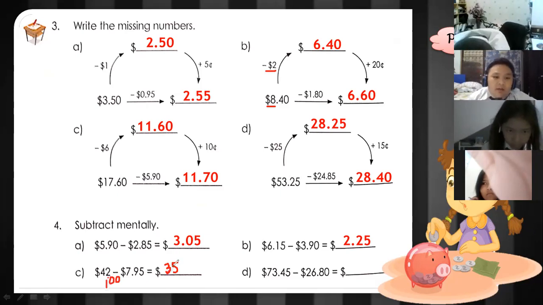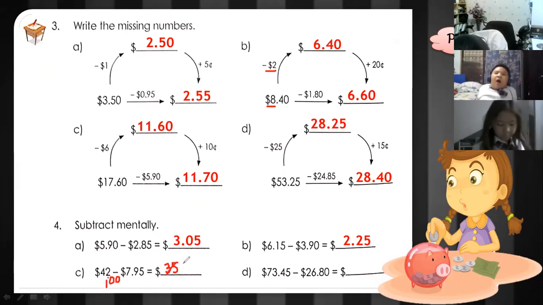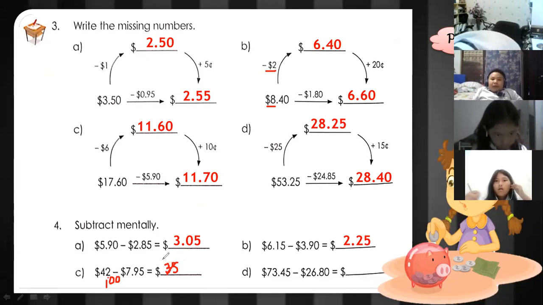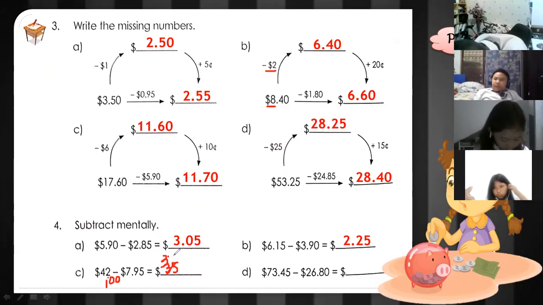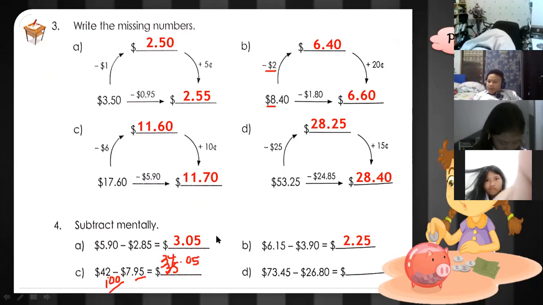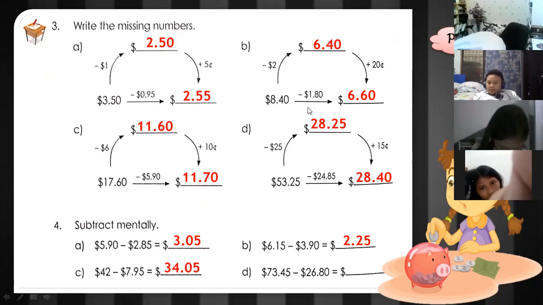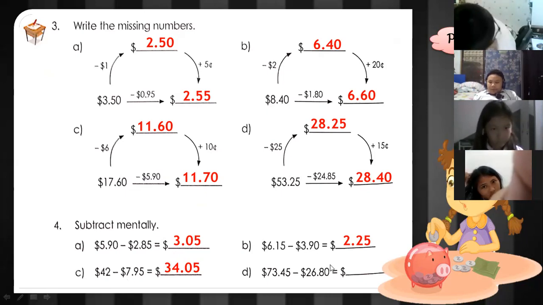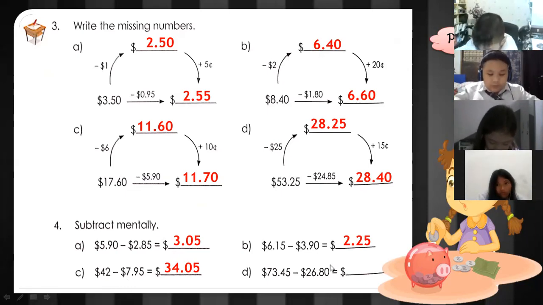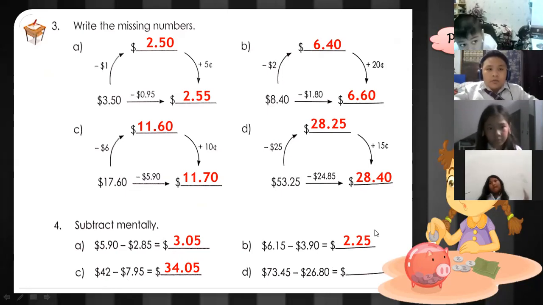Minus $7.95 equals. Like this? Yes. 42 becomes 34. Then 100 minus 95, how many left? Five. $34.05, like this? Yes. For those who are still confused, you can see this Zoom later on the video, because I recorded it and I will put it on my YouTube.